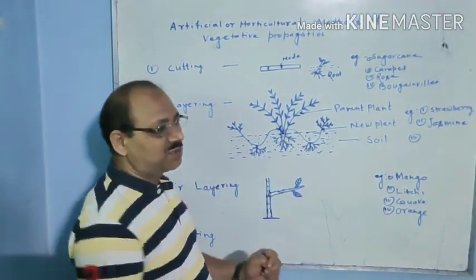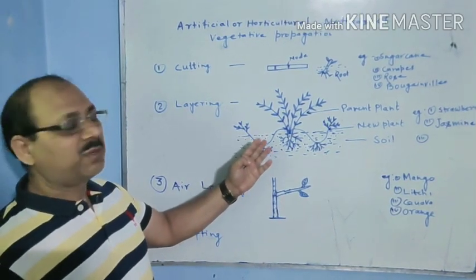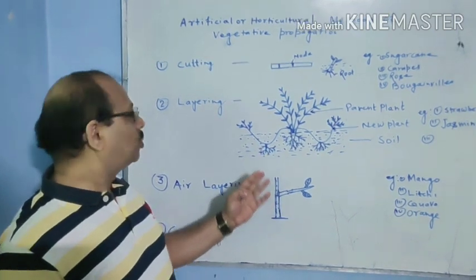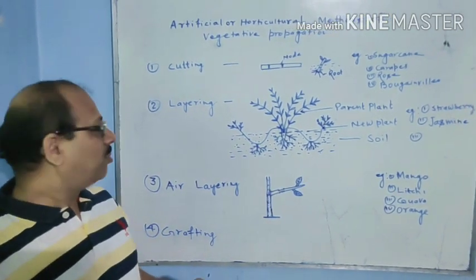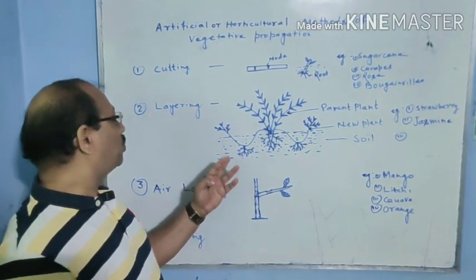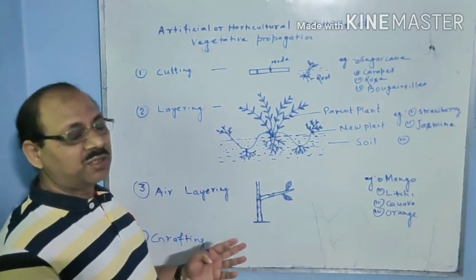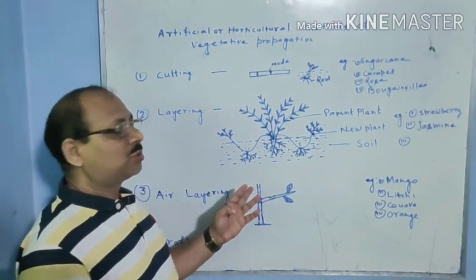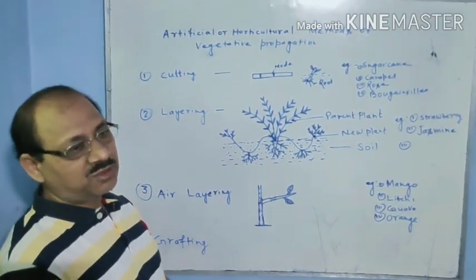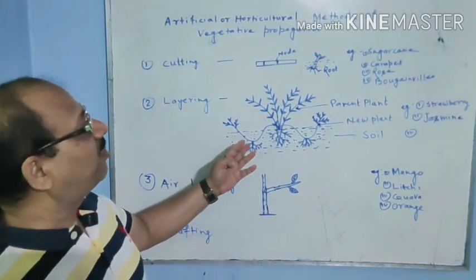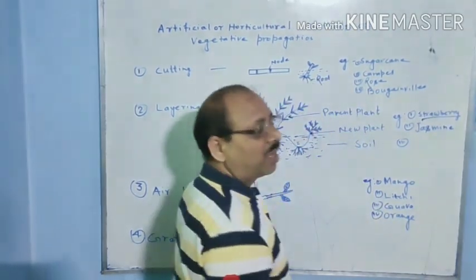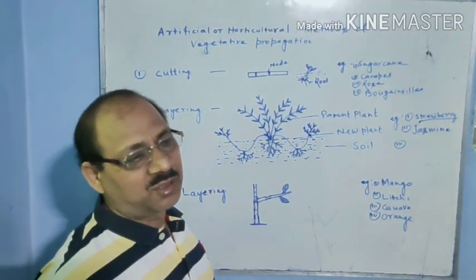Now these branches can be cut. Since it develops roots, it can absorb minerals and water from the soil, and so it produces an independent plant. By this method, we can produce new plants. This method can be applied in the case of strawberry and jasmine and some other plants.